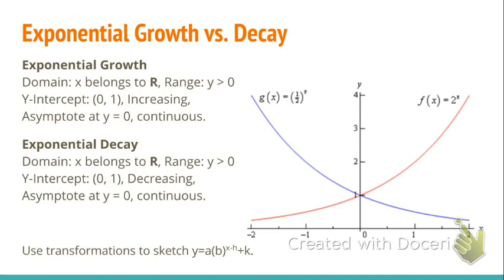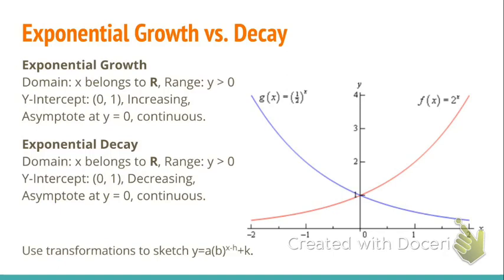So growth is on the right in red. So when the graph is increasing, it's called exponential growth. The domain's all real numbers. The range is y is greater than 0 because of the asymptote. The y-intercept, as we saw, was 0, 1. It's increasing, and it's continuous.